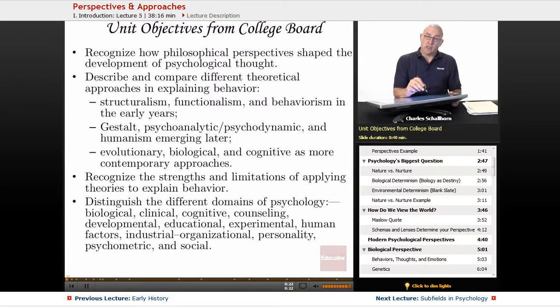The objectives from College Board: How do the philosophical perspectives shape the development of psychological thought? We've done that. Describe and compare different theoretical approaches in explaining behavior. We've done that. But now we're getting into the more contemporary approaches, and we're going to look at both the strengths and the limitations of applying those theories to the behavior. And in a later lesson, we'll be doing this next bullet.